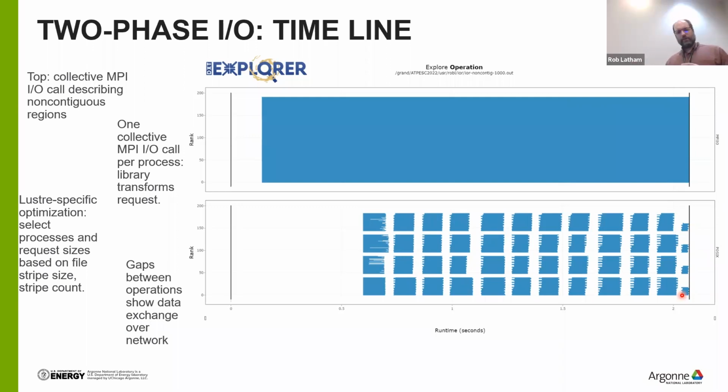Sure. When I ran this benchmark, I didn't do a whole lot of tuning on the aggregators. The Cray MPIO library makes some guesses. I think it guesses at a few processes per node. In this case, I think it's 16 processes per node. There are definitely tuning parameters on how you can pick the aggregators, how many aggregators should be used.